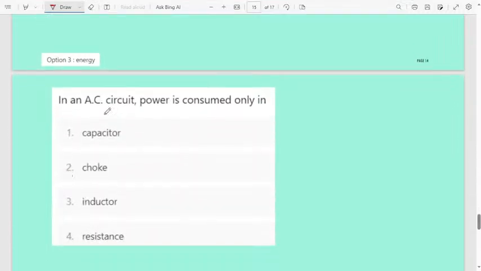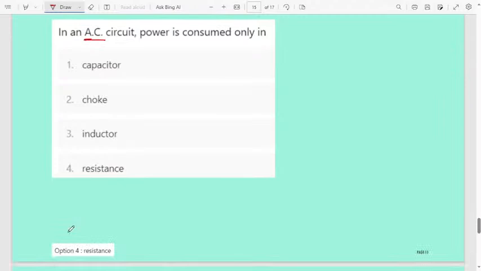Next one: in an AC circuit, alternating current circuit, power is consumed only in: first option capacitor, second one choke, third one inductor, fourth one resistance. In an AC circuit, the power is consumed only in which one? Resistance. These are the important questions you have to remember before going to the exam.